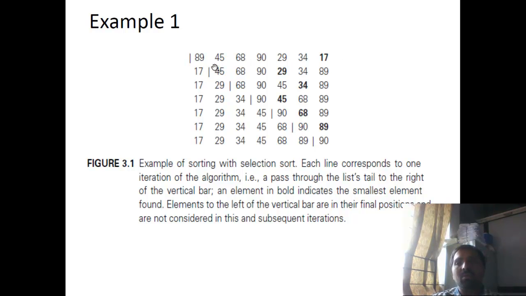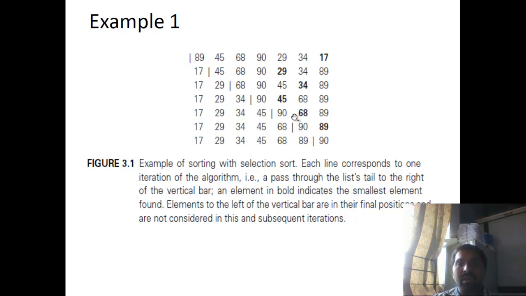In the next pass, there is no need to consider the first element because it already occupies its proper position. So we take from the second position onwards. From the second position to the last position, the smallest element is 29, and we exchange it with 45. Then again we take from the third position: 68, 90, 45, 34, 89. Out of these 5 elements, 34 is the smallest, so we put 34 in the third place. Then in the fourth step we take from the fourth place onwards: 90, 45, 68, 89. Out of these, 45 is the smallest, so we exchange it with 90.